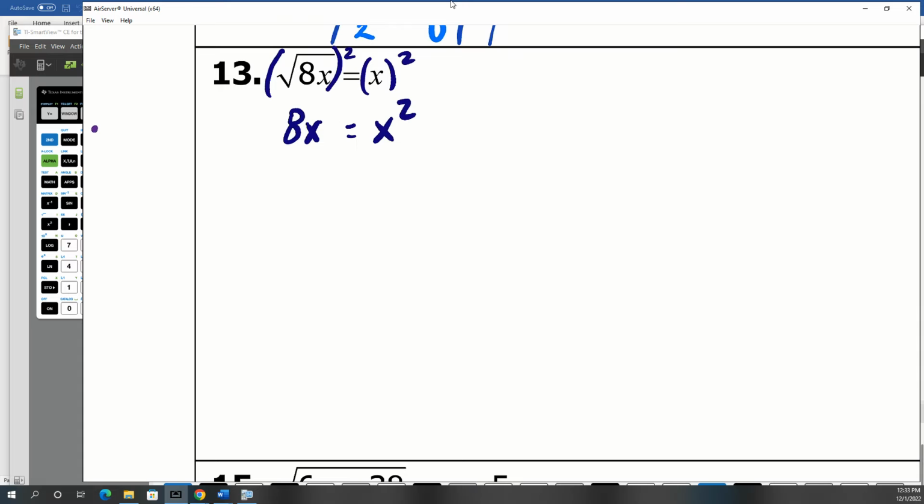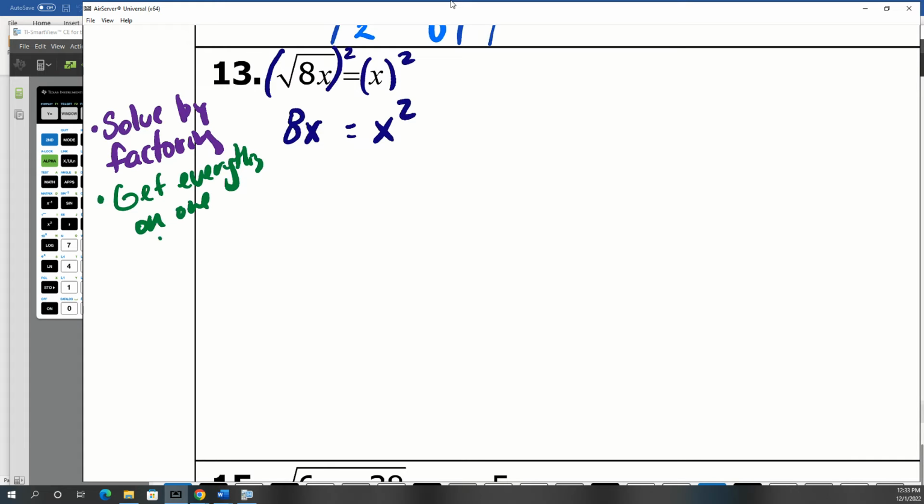So this is a quadratic equation that we're going to solve by factoring. So all of the 13 through 18, you do have to factor each of those. In your first step, when you're solving by factoring, get everything on one side. So I am going to move the 8x over with the x squared.